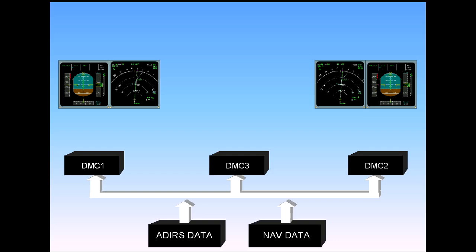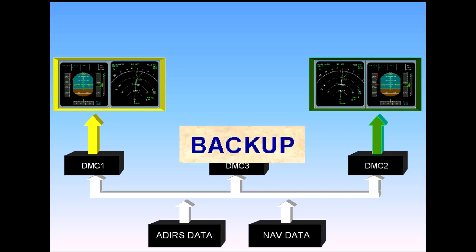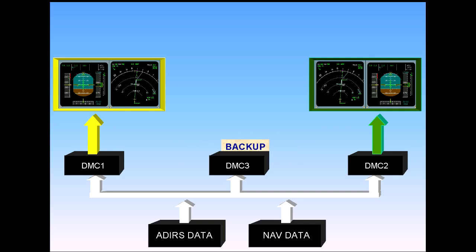Under normal circumstances, DMC-1 supplies EFIS information to the captain's PFD and ND. DMC-2 supplies the first officer's PFD and ND. DMC-3 is available as a backup.